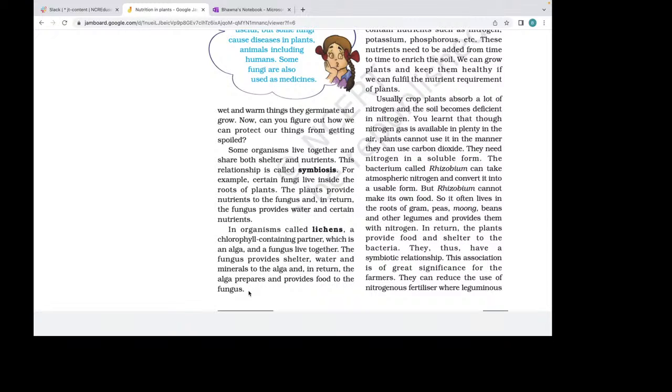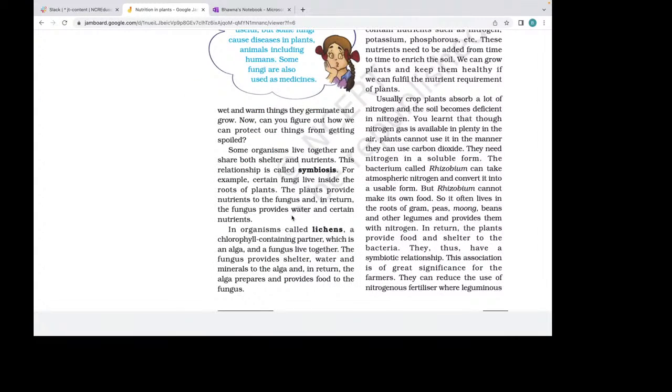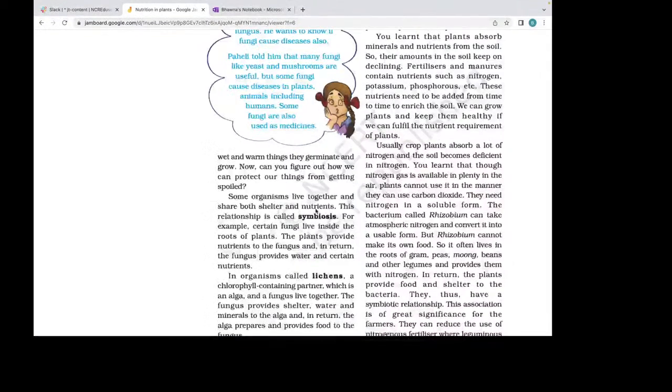So the job of fungus is to bring raw material and food is being prepared by alga. So both of them are living happily together. The fungus provides shelter, water and minerals to the alga, and in return the alga prepares food and provides food to the fungus. Okay, so this is also an example of symbiosis. The relationship between them is called symbiosis.